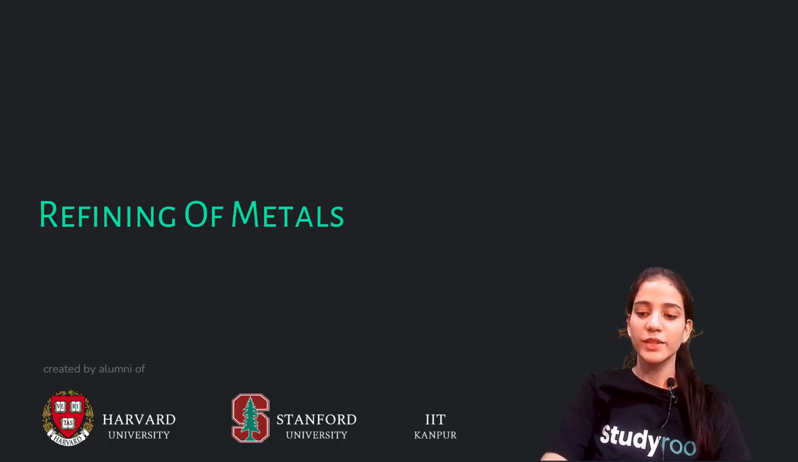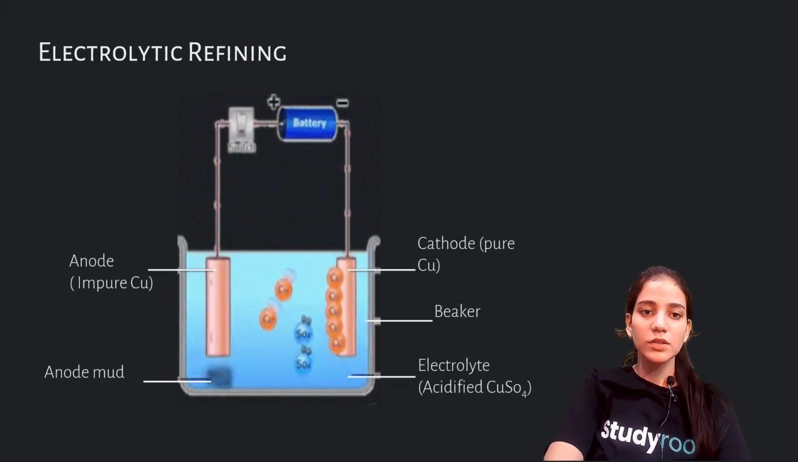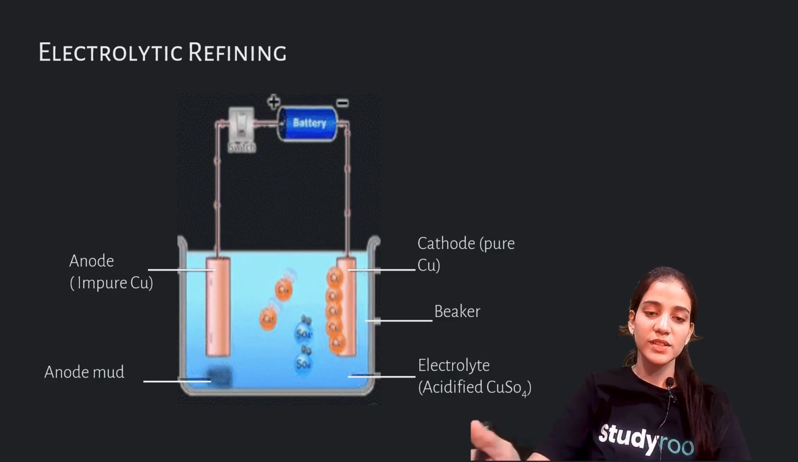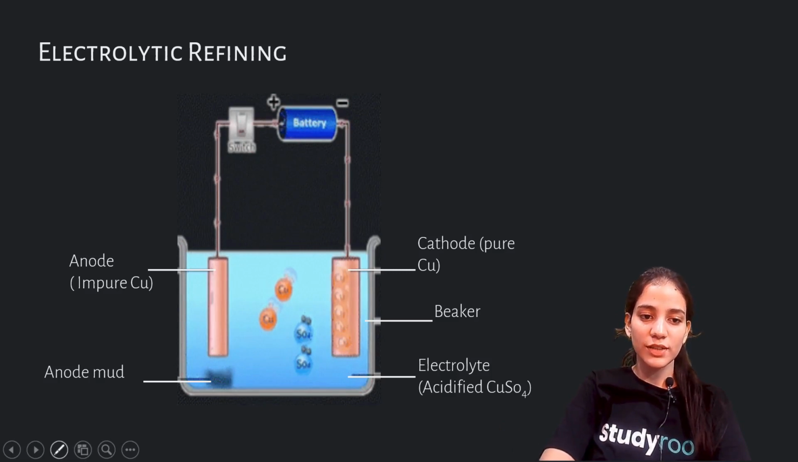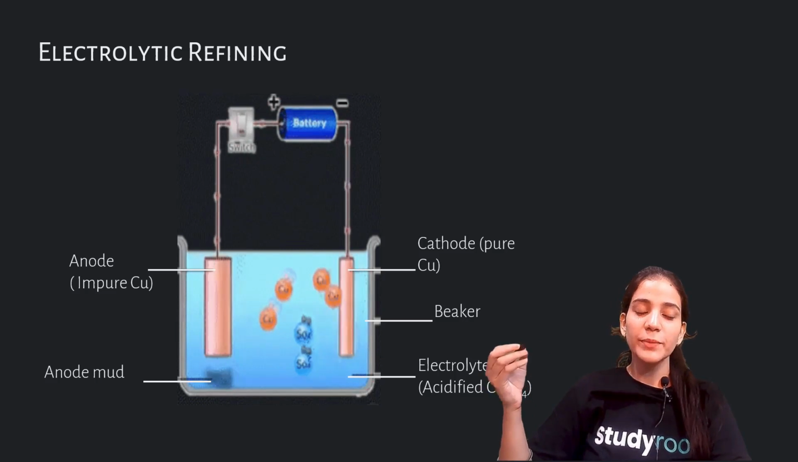Now, refining of metals. So here we have an image representation of electrolytic refining. So what is electrolytic refining? It is used to purify impure metals.